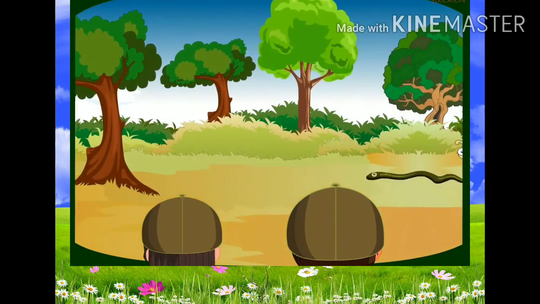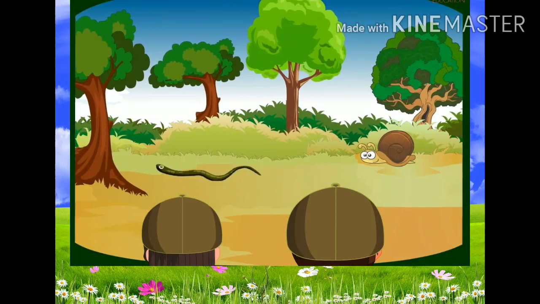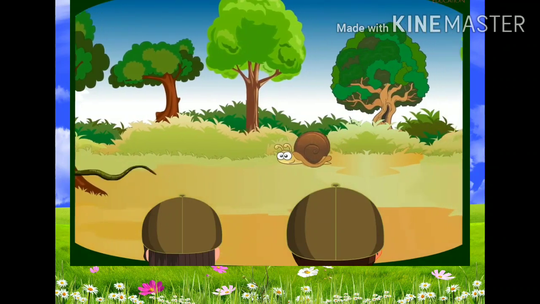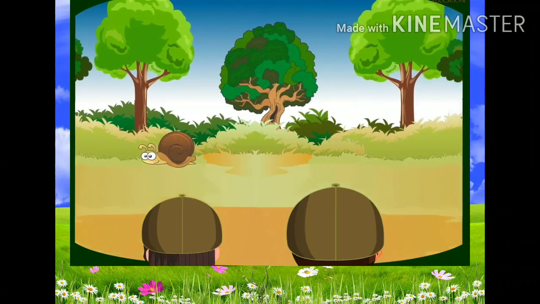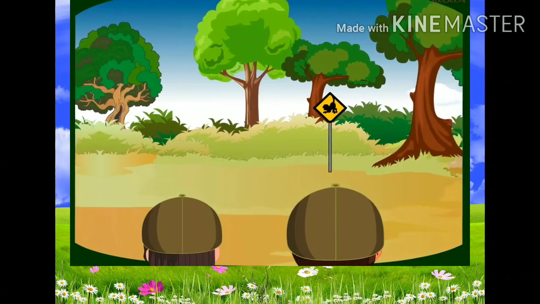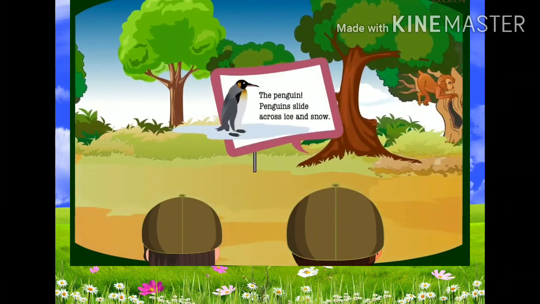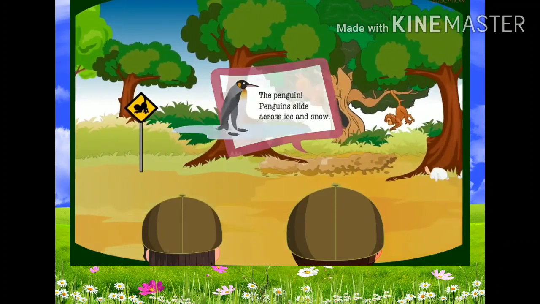Look! A snake! It's running so fast! It's not running. You need legs to run. Animals like snakes and snails do not have legs, so they slide. I know a bird that can walk, swim, and slide, but cannot fly. Can you guess what it is? The penguin! Penguins slide across ice and snow.